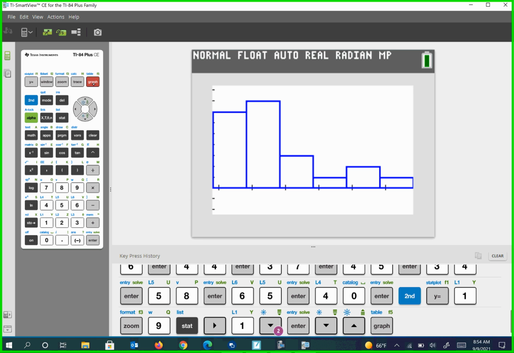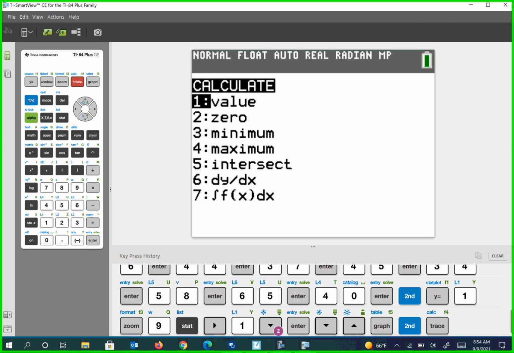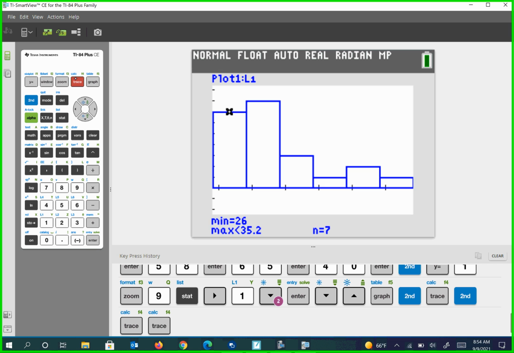Once you do the zoom stat, there's no reason to go change the window. If you go into second trace, nope, I just want to go trace, I'm sorry. So this box goes from 26 to 35.2 where you have 7 pieces of data. Move this to the right. This goes from 35.2 to 44.4 with 8 pieces of data. This one is 44.4 and less than 53.6 with 3 pieces of data, so on and so forth.